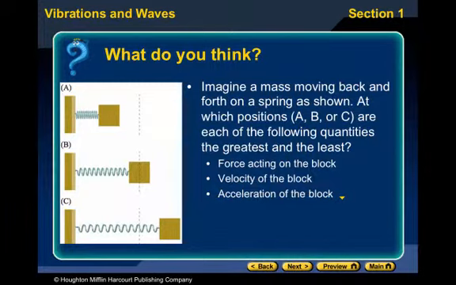So then acceleration, which one has the greatest acceleration? A and C? Well, we'll find out. Kinetic energy. You guys agree, B? C? Potential energy. C. Potential energy would be C, because it's stopped. Well, it's A. A is stopped.